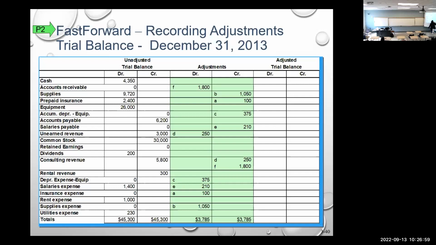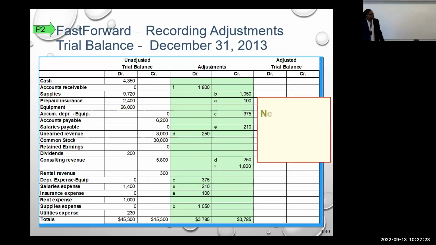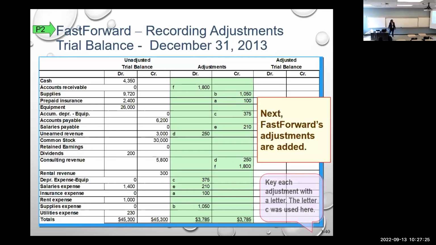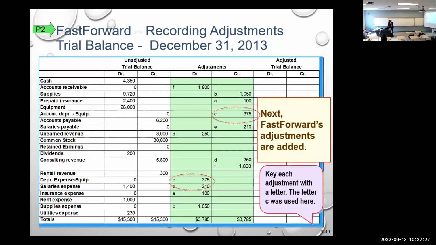Now, what do you do? How do you get this adjusted trial balance? If you have two debits, you're going to add them. So you have, like here in salaries expense, you have a debit. You had a debit over here for adjustments, so you'll add those. If you have two credits, you'll add them. So in the unadjusted trial balance, you have consulting revenue, you have revenue in the adjustments, so you'll add those.